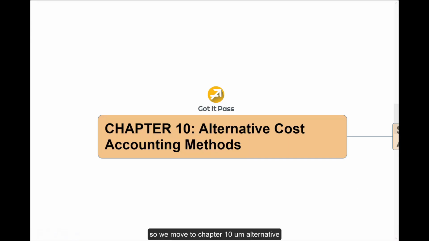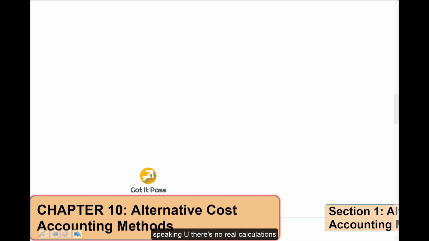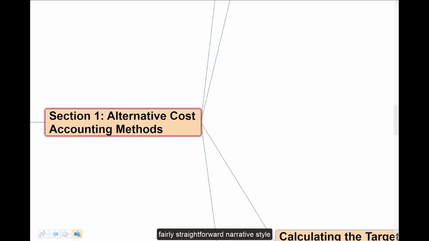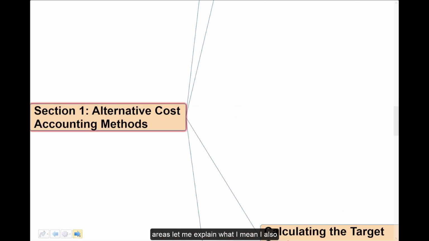So we move to Chapter 10, Alternative Cost Accounting Methods. And I do find this particular chapter and these areas fairly interesting and perhaps a little easier to master than the traditional methods of costing that we've discussed, i.e. marginal and indeed absorption costing, because broadly speaking, there are no heavy-duty calculations. They're fairly straightforward narrative style areas. Let me explain what I mean.